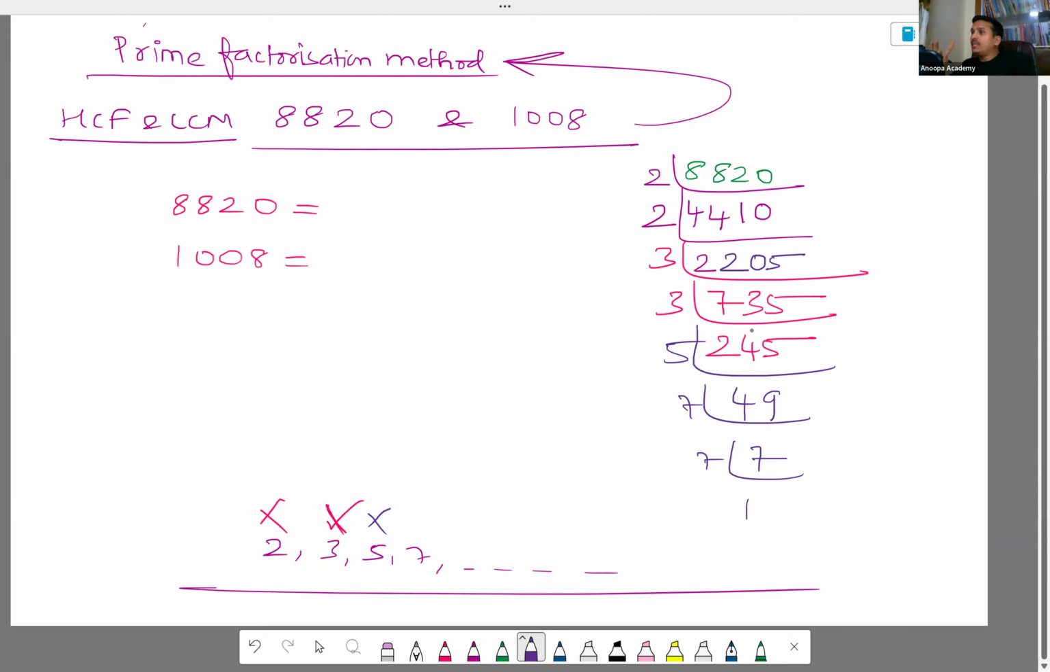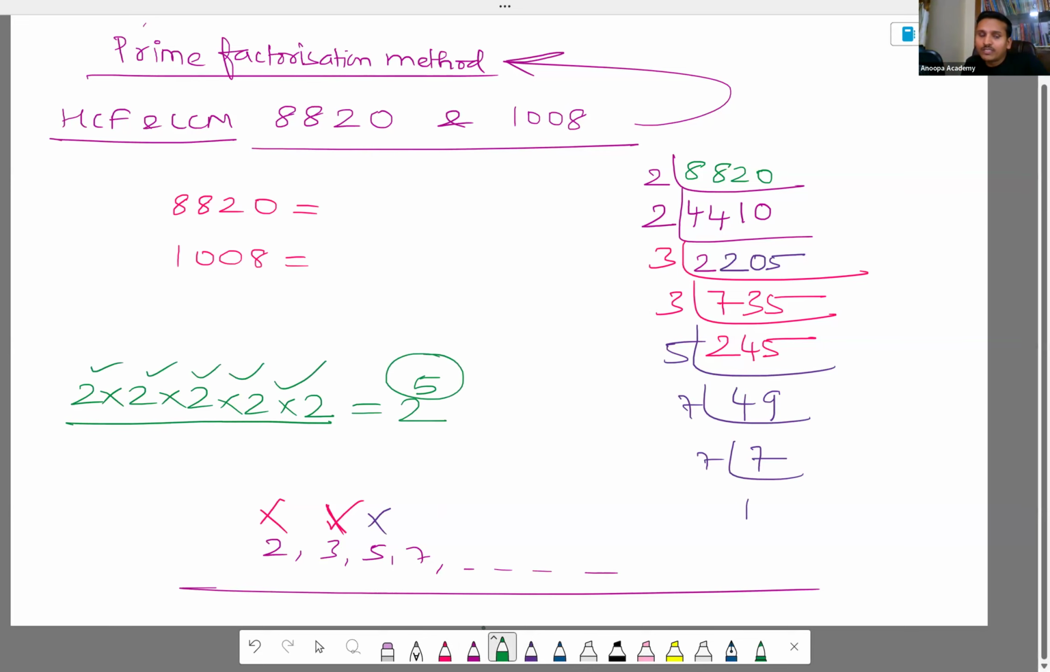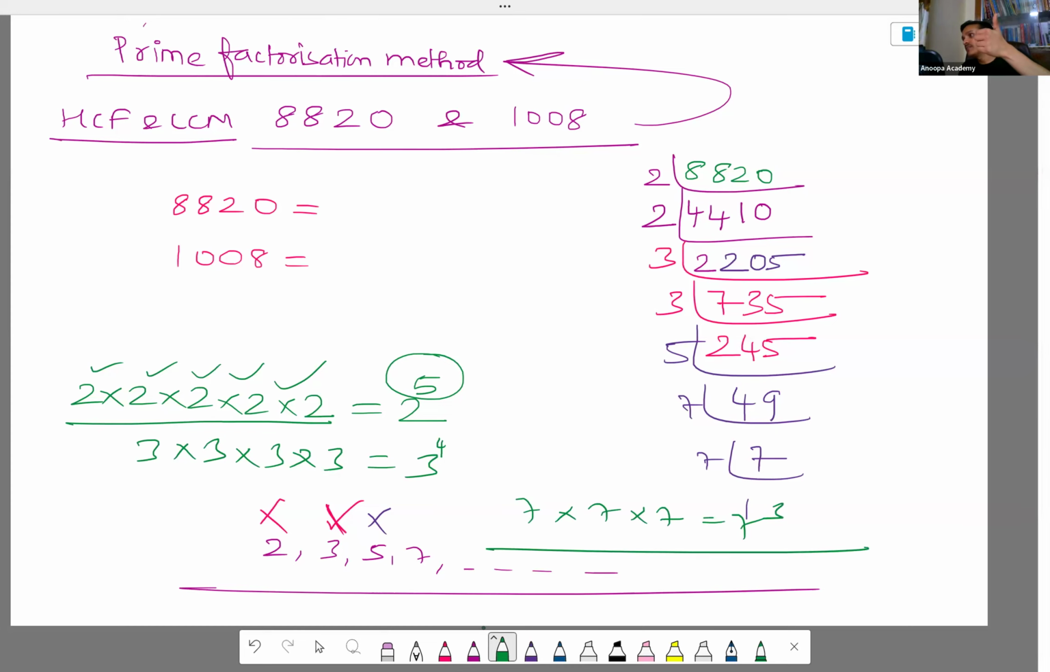Now, in your 9th standard, you have learned powers, right? Exponents and powers. See, suppose if I have 2 into 2 into 2 into 2 into 2, I can write 2 power 5. See how many times we are multiplying? 5, so power 5. Suppose I'm doing 3 into 3 into 3 into 3, I can write 3 power 4. Suppose I have 7 into 7 into 7, so 7 power 3. Yes or no, everyone?